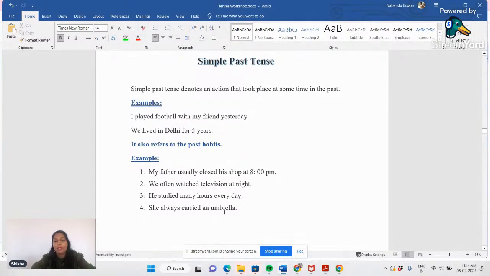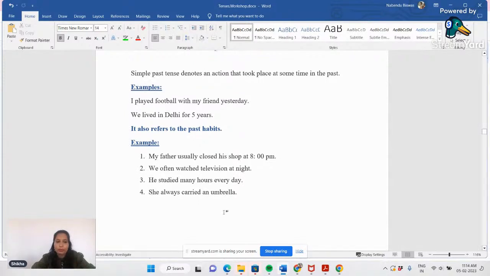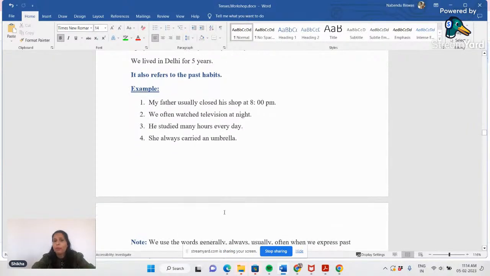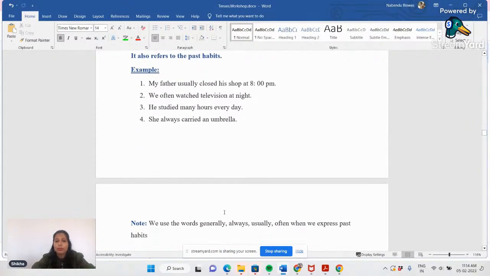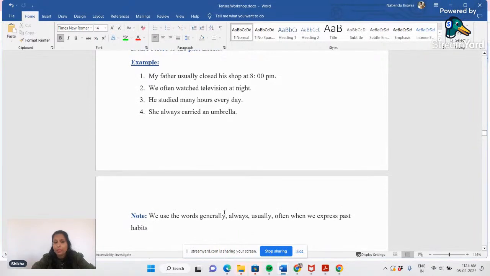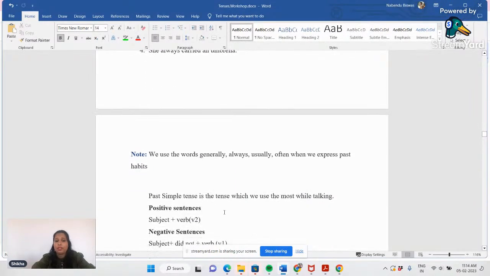Okay, so after this we also saw simple past tense. So simple past tense talks about all the actions which have taken place in the past. For example, I played football with my friend yesterday. We lived in Delhi for 5 years. That means all these activities took place in the past. Okay, so it can talk about your past habits, like my father usually closed his shop at 8 p.m., or we often watched television at night.